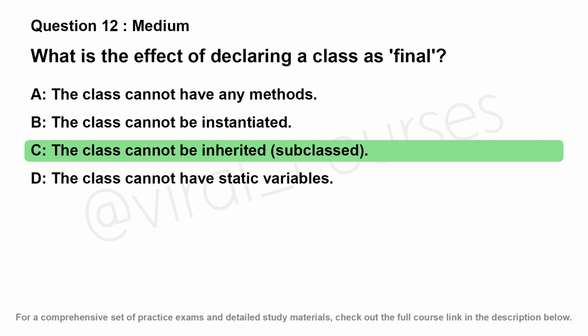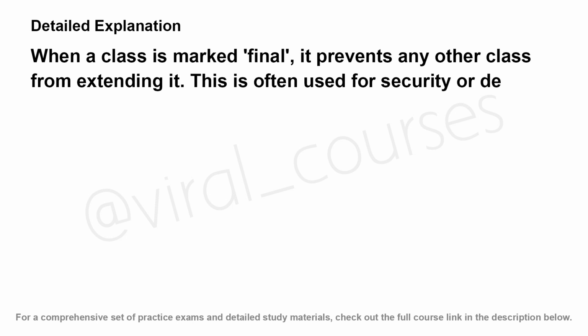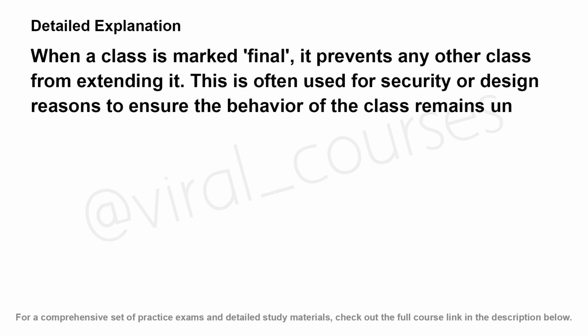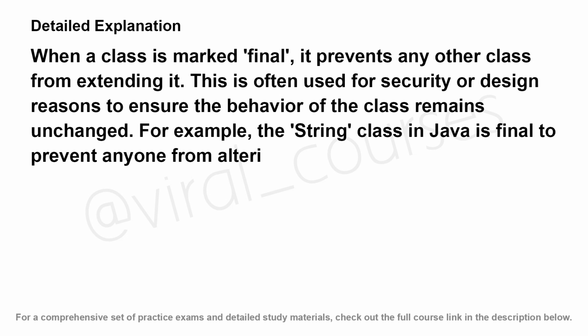The correct answer is C. When a class is marked final, it prevents any other class from extending it. This is often used for security or design reasons to ensure the behavior of the class remains unchanged. For example, the String class in Java is final to prevent anyone from altering its fundamental behavior.